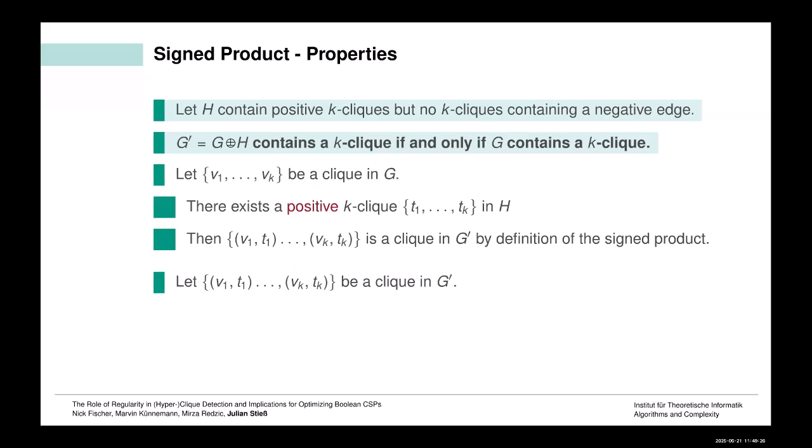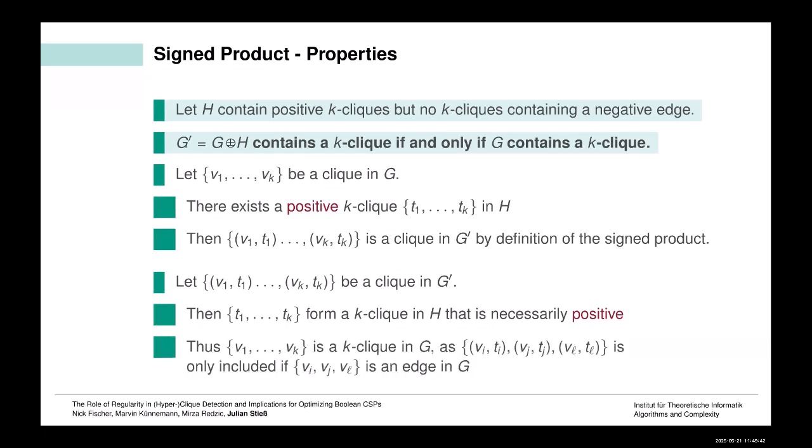Now, on the other hand, what if G prime has a clique? Well, then we know, by how we constructed the signed product, that the vertices T1 to Tk also need to form a K-clique in H. And by assumption, that K-clique needs to be fully positive. And if that K-clique was fully positive, then we also know that V1 to VK is a K-clique in G, as we only add the edge ViTi, VjTj, VlTl if in fact Vi, Vj, Vl is an edge in G, because that's the production rule for the positive hyperedges in this product.